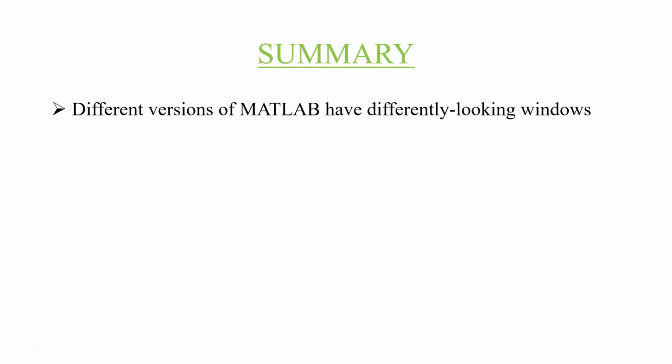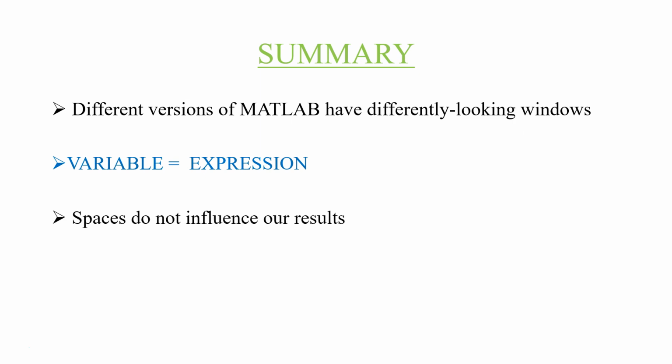Quick summary of what we have discussed so far. The first one is that different versions of MATLAB have differently looking windows. That's what I previously showed in my last video. I showed what the different kinds of windows look like, but it's not the only way it needs to look. So you need to play around with the different options available in different versions of MATLAB. Second one is, if you want to use a particular variable, name the variable and equate it to a particular mathematical expression that you would like to have. And the third one is, spaces do not influence your results. And then finally, if you want to use a command which was previously used, all that you need to do is use your up arrow on your keyboard. All right. Thank you.